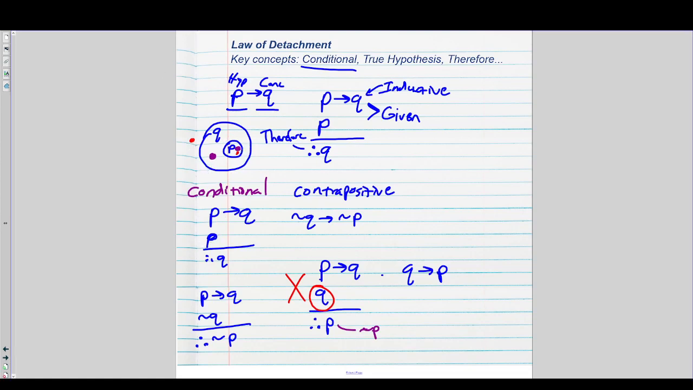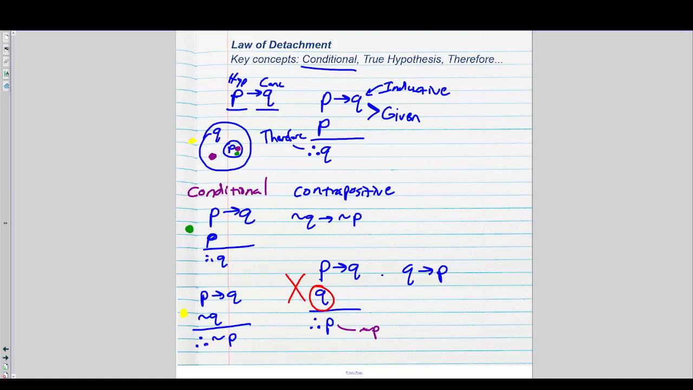Our conditional, I'm going to change the color. Our conditional was this original green dot, where we know that it's inside the small circle, so it has to be within the big circle. The second one, let's make that yellow. The contrapositive version tells us that the dot is outside of the big circle, so we're positive that it's outside of the small circle as well. And then the version that doesn't work with the purple dot is where we know that it's inside of Q. We don't know if it's inside of P or not.